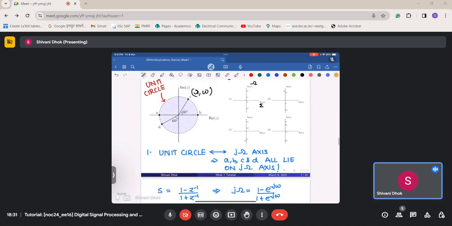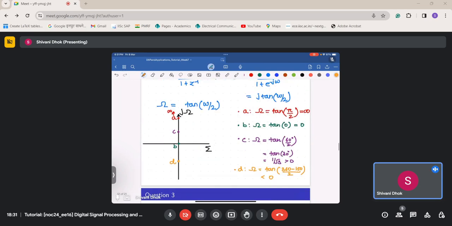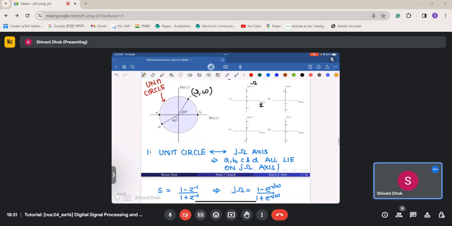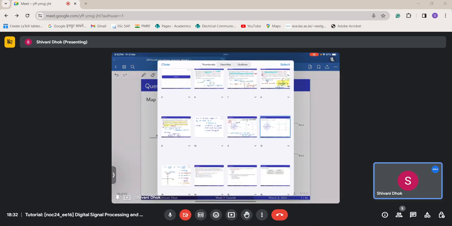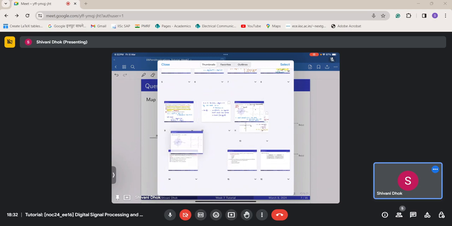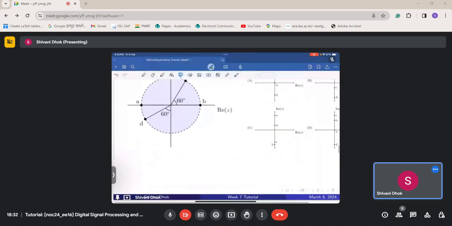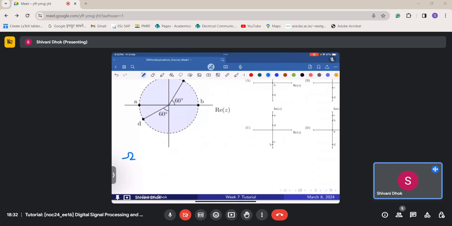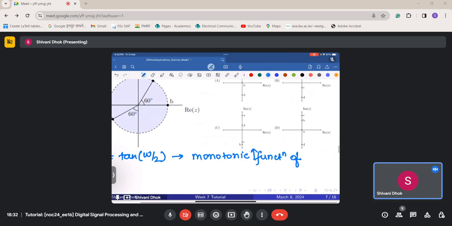So this is the way we have the points: A, C, B, and D. Another trick that you can do here is, let me add a page of the same template and shift it there. So this was one approach. Another approach is, we have omega as tan of omega by 2, and in the range of minus pi to pi, this is a monotonic, or rather monotonically increasing, function of omega.